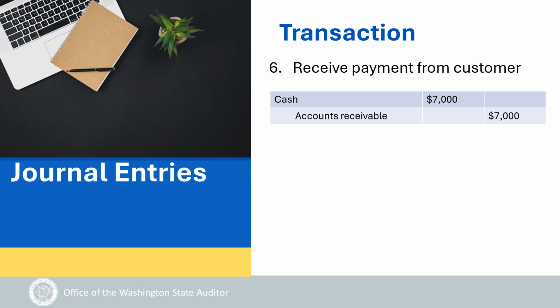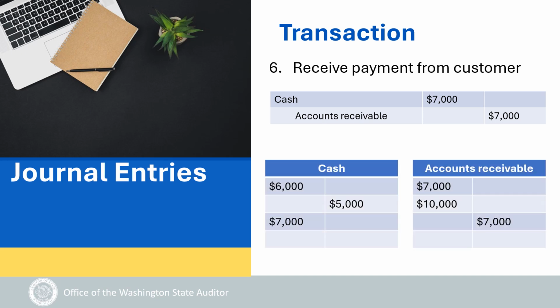Then we carry it forward to our T accounts. Notice in our accounts receivable T account, we record the reduction as a credit in the right column. We do not delete the original entry in the left column. Each transaction is a new entry in the T account.